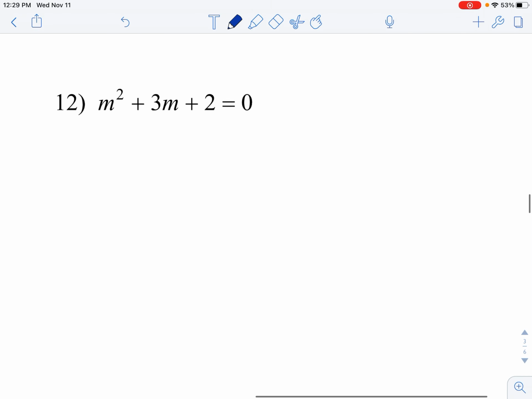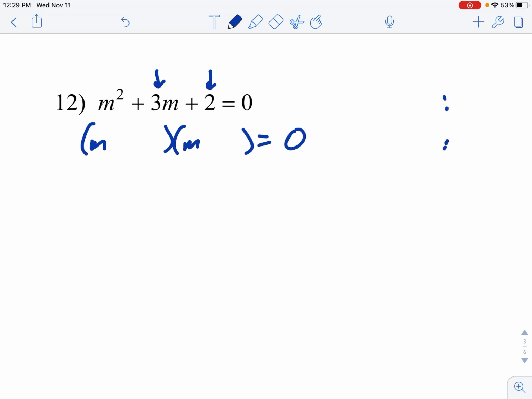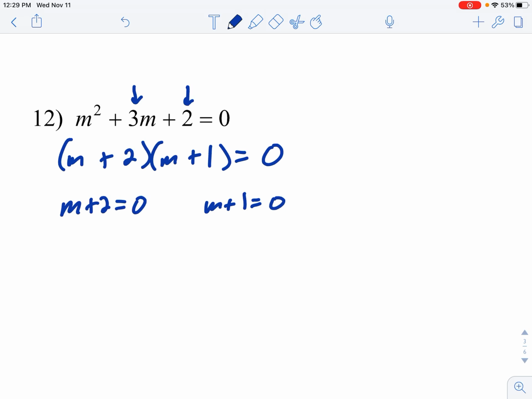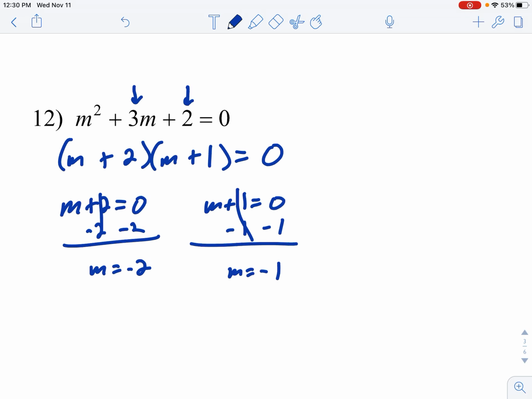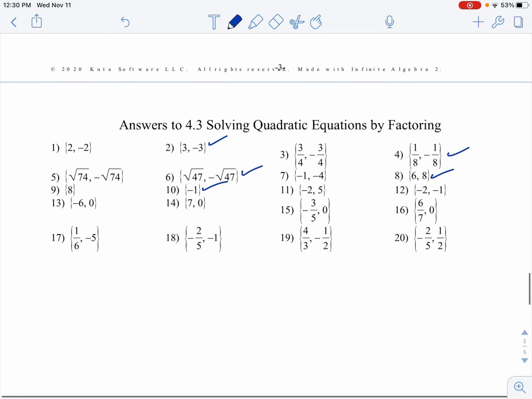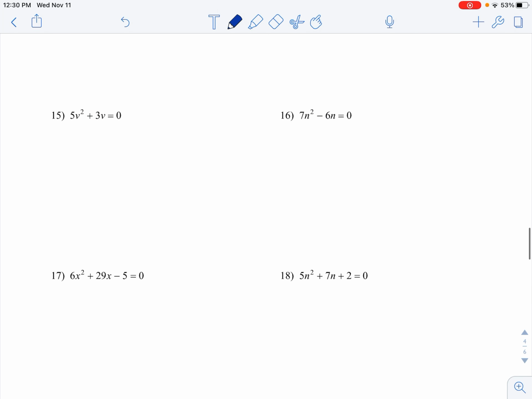All right, let's look at number 12. Factor it, m, two numbers that multiply to 2 and add up to 3. Again, I don't think we really need to make the chart off to the side on this one. It's kind of unnecessary. 2 times 1 is 2, right? And positive 2 plus 1 is 3. So factor it, set each factor equal to 0, and then continue to solve. So m plus 2 equals 0, m equals negative 2, m plus 1 equals 0, m equals negative 1. Those should be the two solutions. For number 12, there it is, negative 2, negative 1.